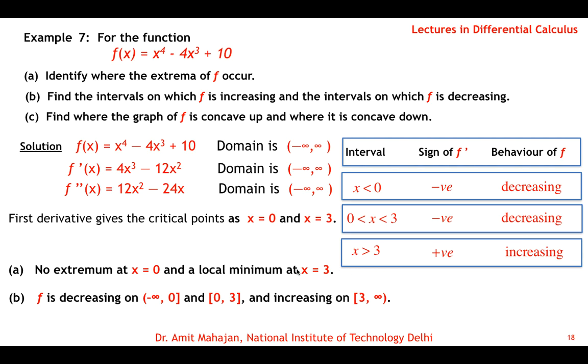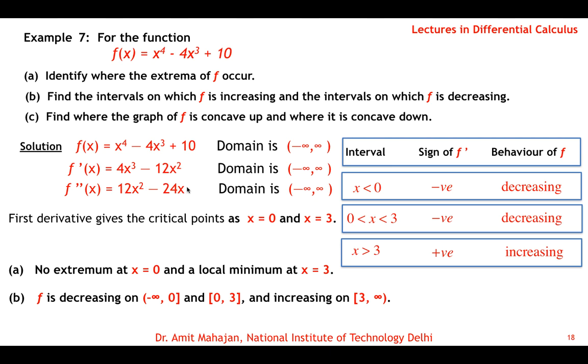Okay, then it has a local minima at x equal to 3. Further, the function is decreasing up to 3, and then it is increasing for x greater than 3. Now we will check the concavity, and for concavity we have to use those points where either the second derivative is 0 or the second derivative does not exist. The second derivative exists for all points in R.